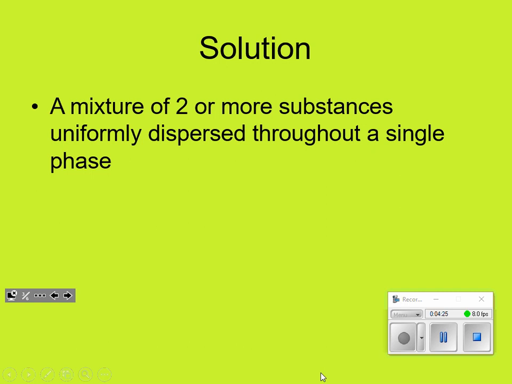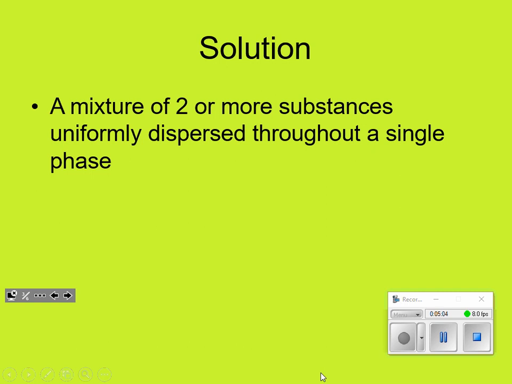So here is the textbook definition of a solution. A mixture of two or more substances uniformly dispersed throughout a single phase. Here's the problem when students blindly look at a textbook and write down a definition. They don't stop and think about what does this actually mean. A mixture, okay, I know what a mixture is. Two or more substances, I know how to count. I know 2 or more things.